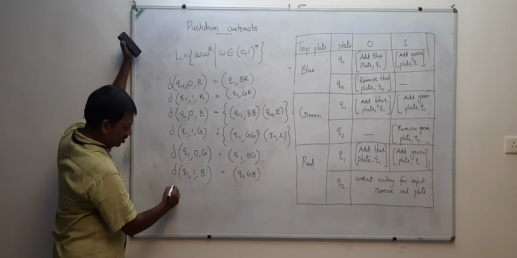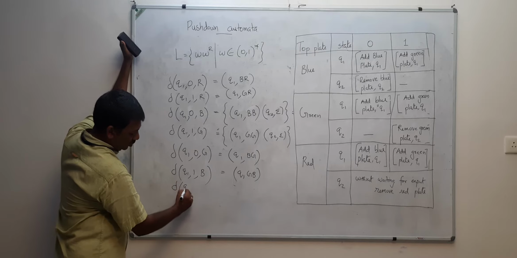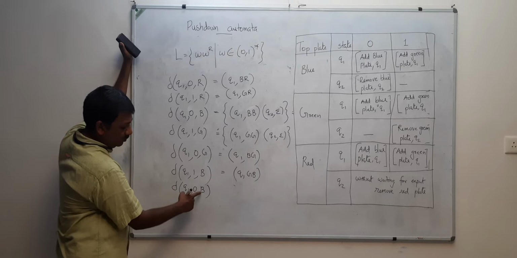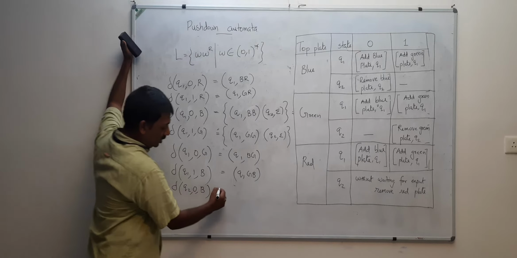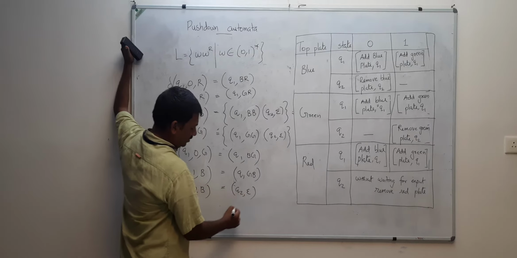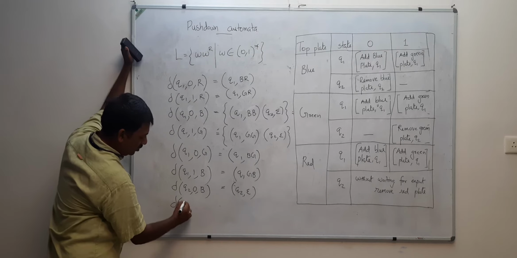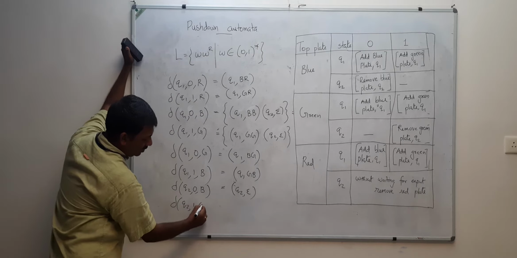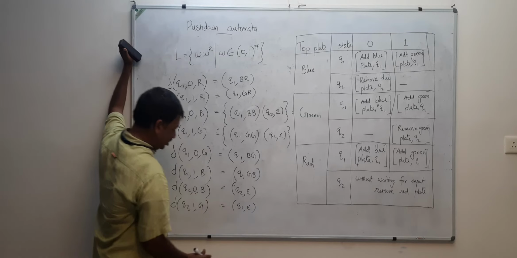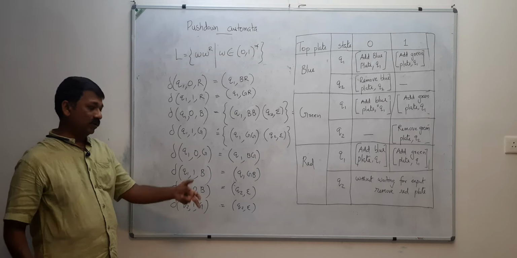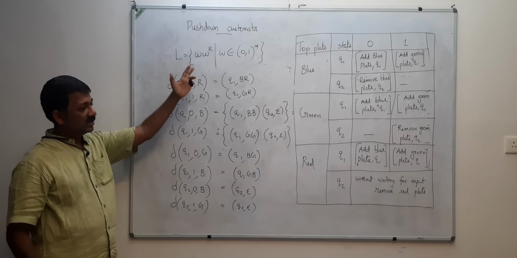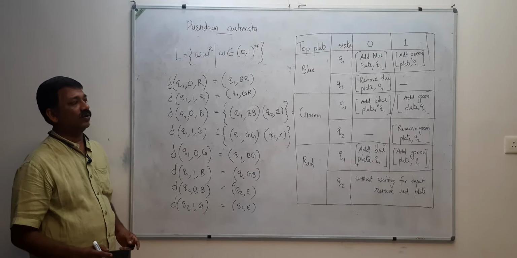Other transitions are delta of Q2, 0, blue. That means the current top is blue and the next input is 0. We can pop the element, staying in the same state: Q2 epsilon. Delta of Q2, 1, green. What will happen? Again, this is Q2 epsilon. That means 0 and blue, that element is popped. 1 and green, that element also is popped. And this is an example of a non-deterministic automaton.